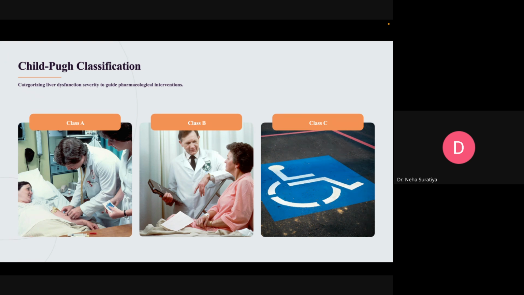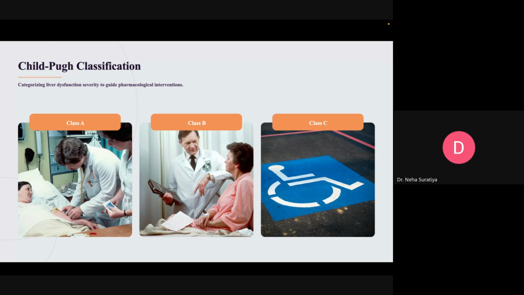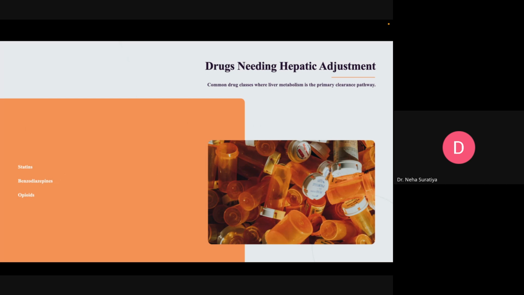AST/ALT is for understanding your disease progression and the disease state and the physiology related things. But for dosing, of course, Child-Pugh is very important. In Child-Pugh, we have these things. Okay, INR, albumin, and ascites, bilirubin, hepatic encephalopathy, and all. Based on that, they are getting scores, and based on the scores, they further decide that the dose adjustment is needed or not needed. Okay, so let's understand further drugs needing hepatic adjustment.